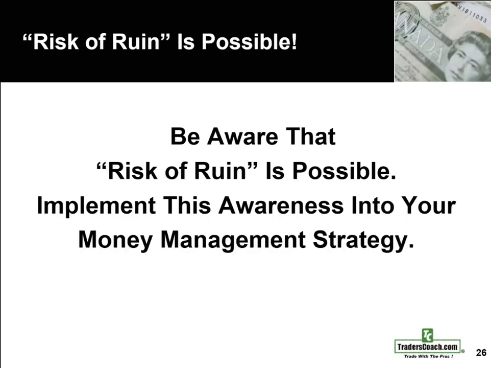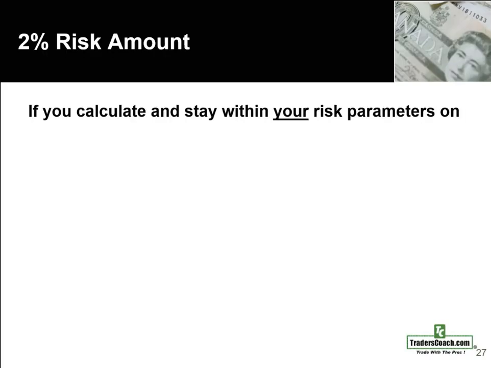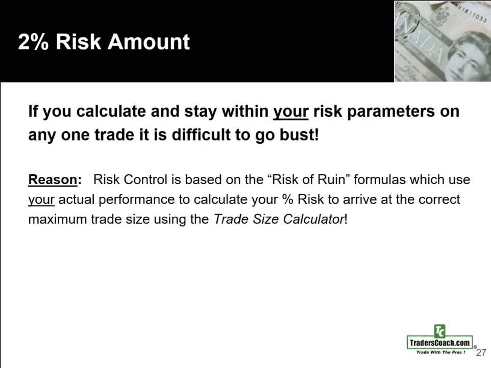Now that we're aware that risk of ruin is possible, you need to implement this awareness into your money management strategy as well. And you need to be constantly looking at those two variables, the payoff ratio and your win ratio. If you calculate and stay within your risk parameters on any one trade, it's difficult to go bust. Risk control is based on the risk of ruin formulas, which use your actual performance to calculate your percent risk to arrive at the correct maximum trade size using the trade size calculator. So we talked about that.